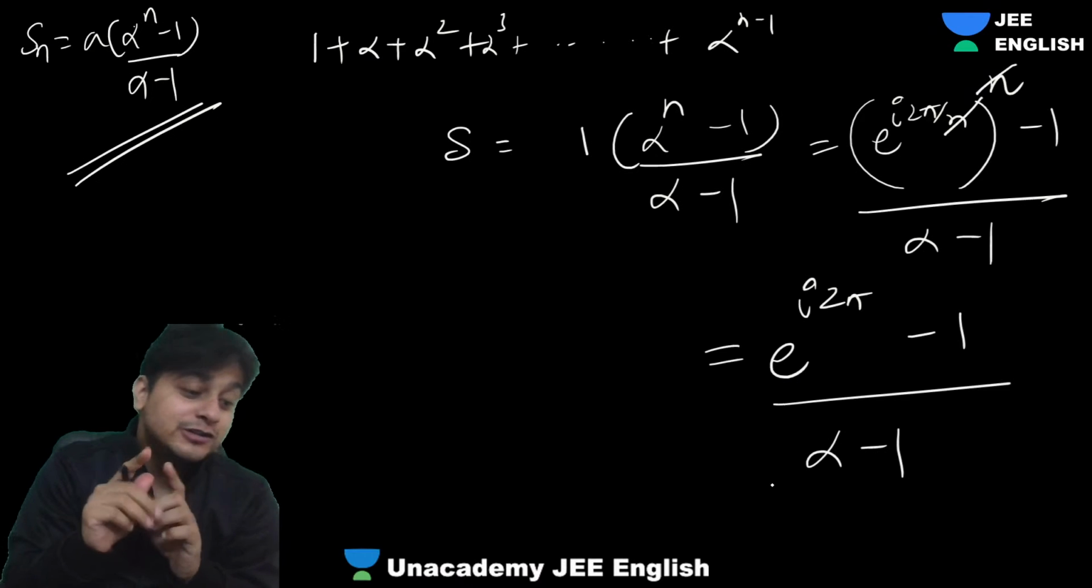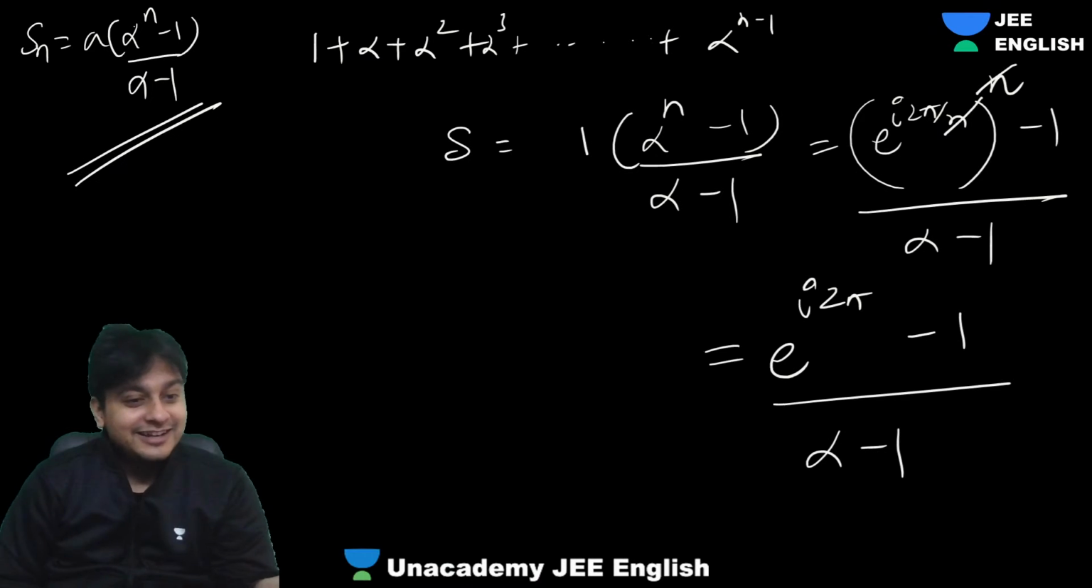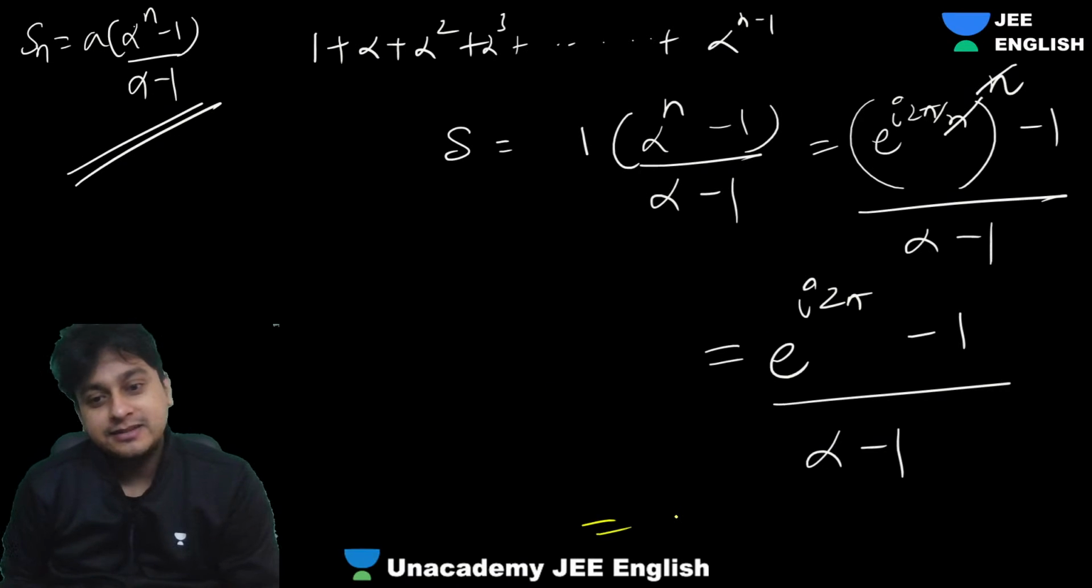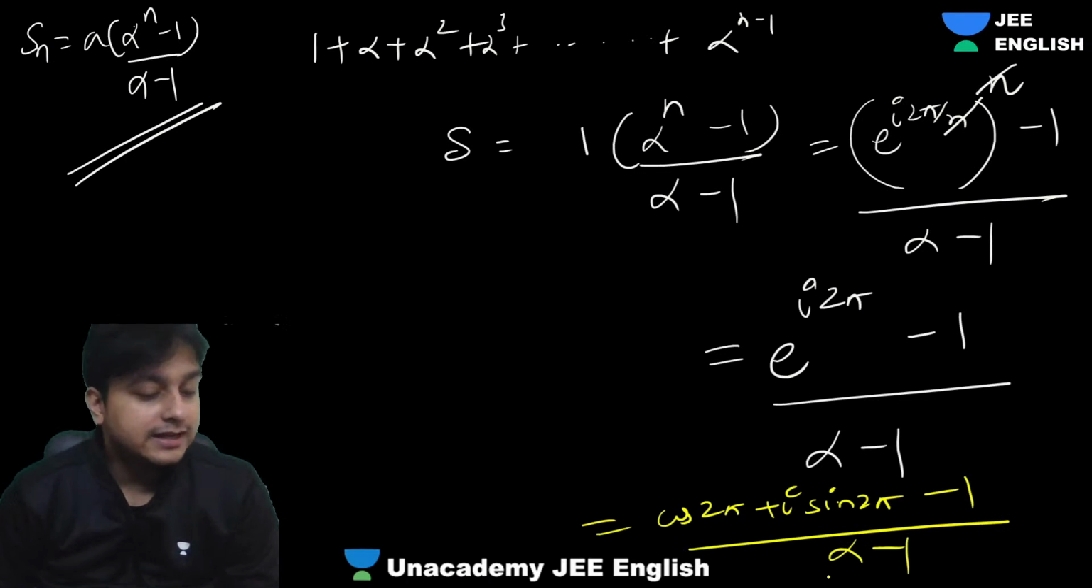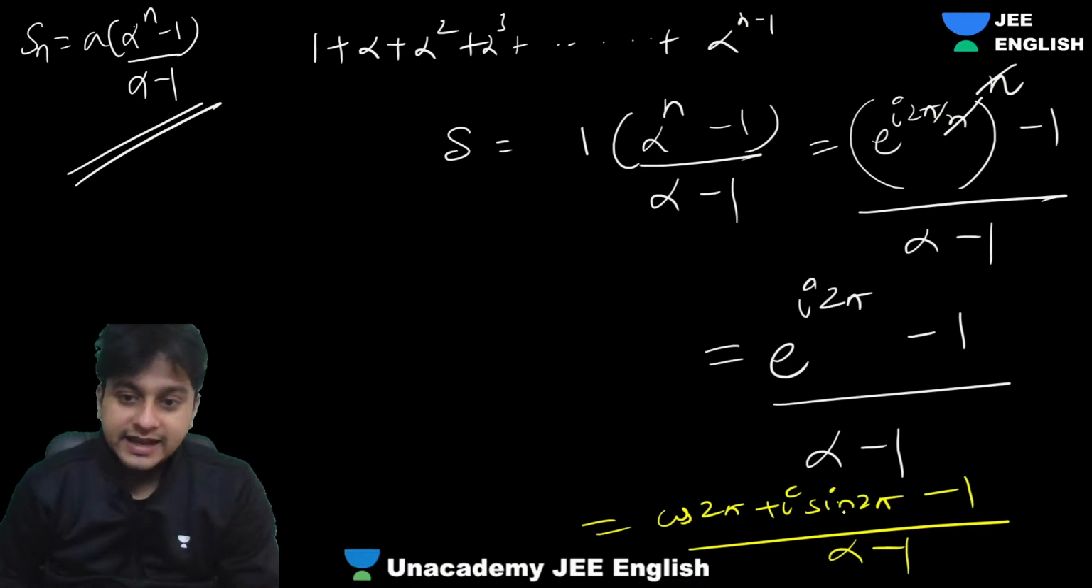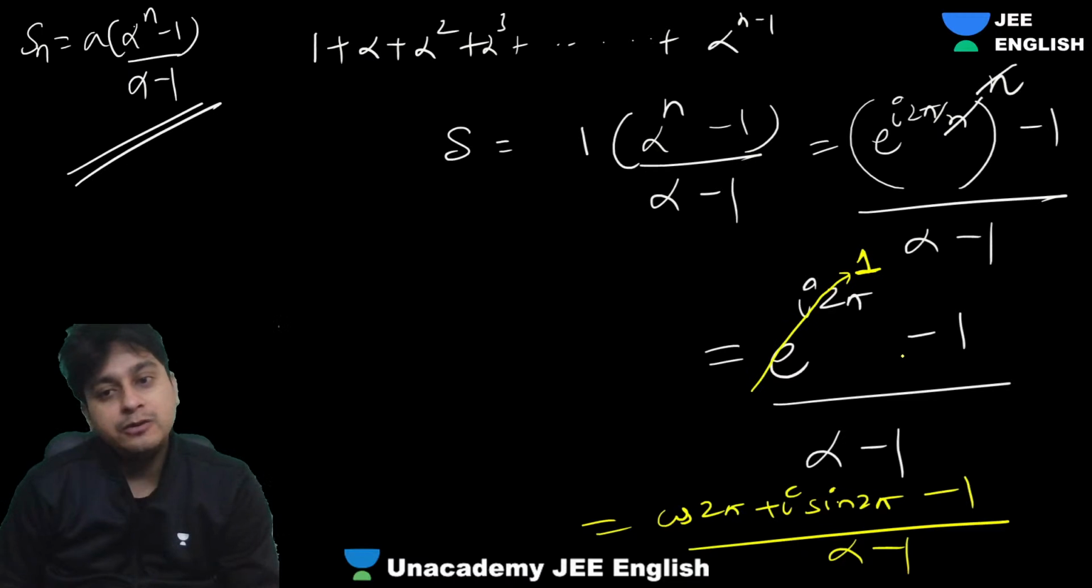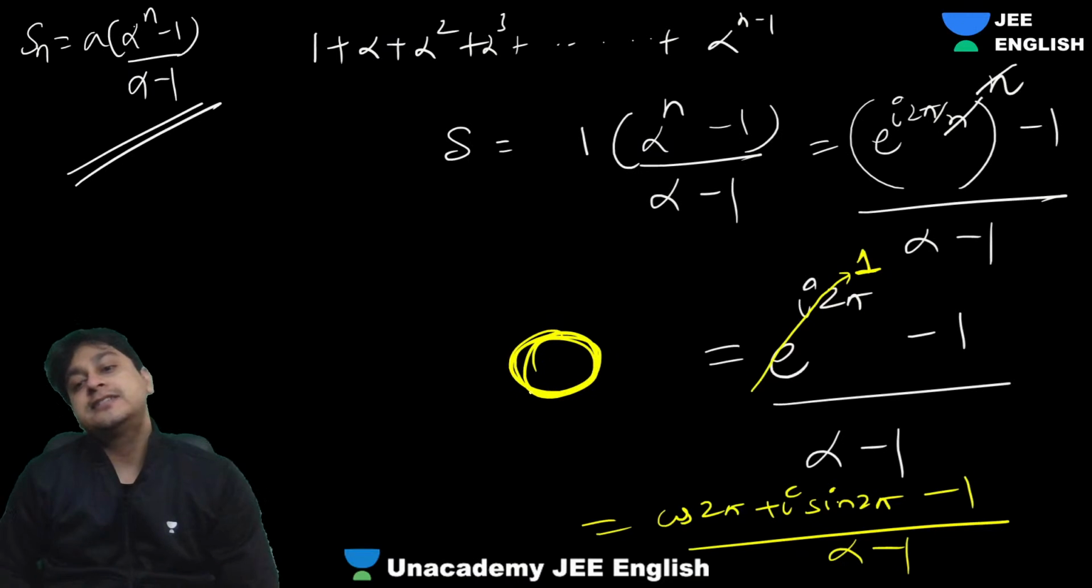Now if you're confused, I have the medicine for that. e power i 2 pi, what is that? That is nothing but cos 2 pi plus i sin 2 pi, right? Any doubt, everyone, please answer. Please ask. So cos 2 pi is 1, sin 2 pi is 0. Are you getting it? This is 1, my dear friends. e power i 2 pi will be 1, because cos 2 pi is 1, sin 2 pi is 0. So 1 minus 1 is actually 0. So the sum is 0.